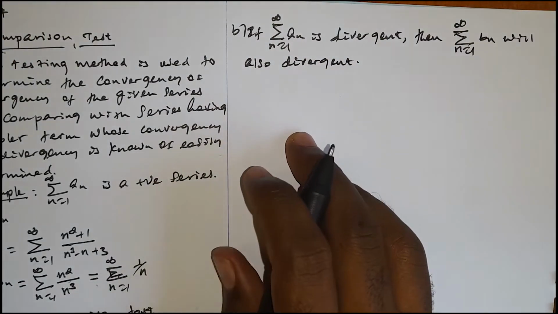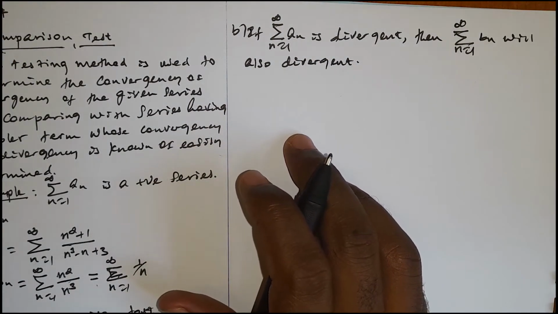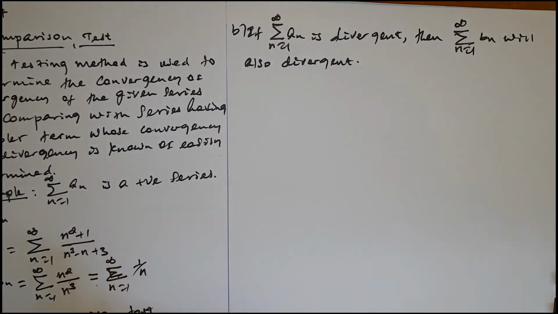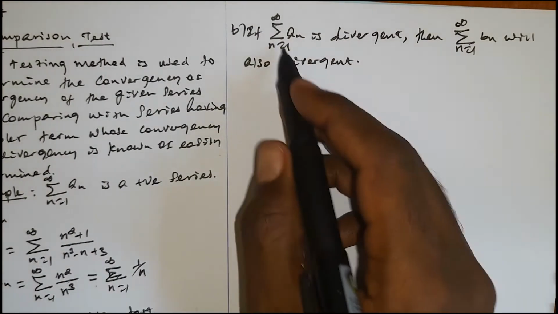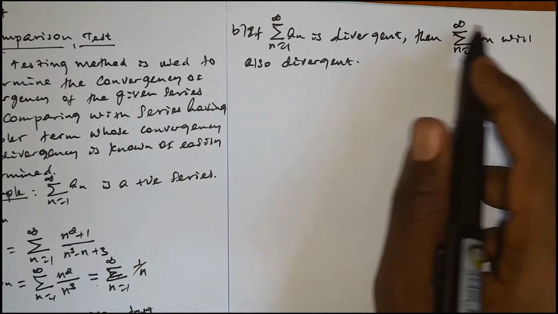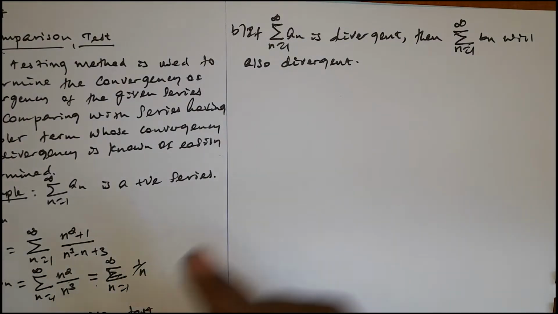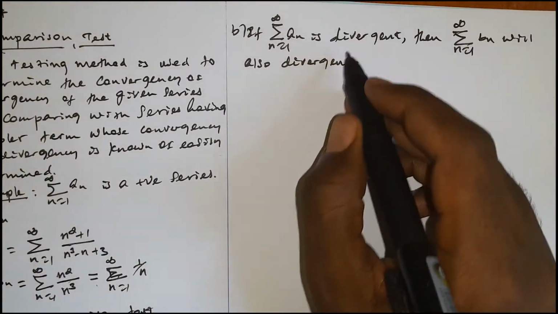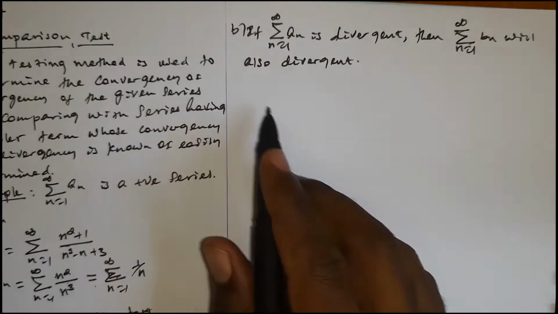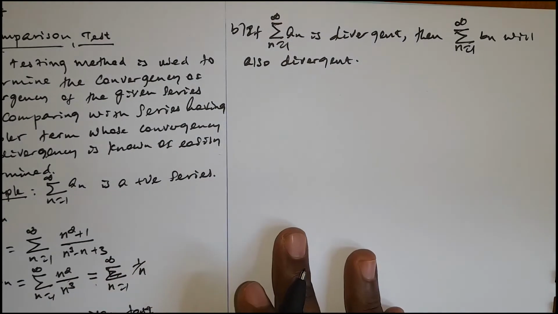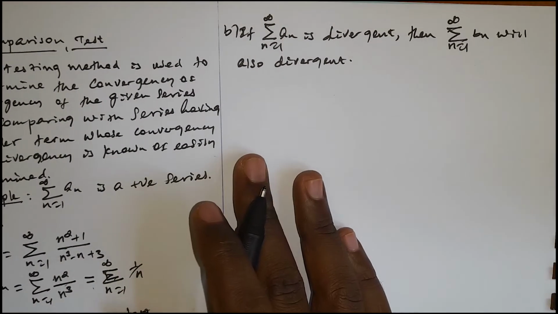Here in both cases, from the given two series, if the larger one is convergent, the smaller will also be convergent, and if the smaller is divergent, the larger will also be divergent. So the smaller series determines the divergence of the series, and the larger series determines the convergence of the series. Let's see this by example.